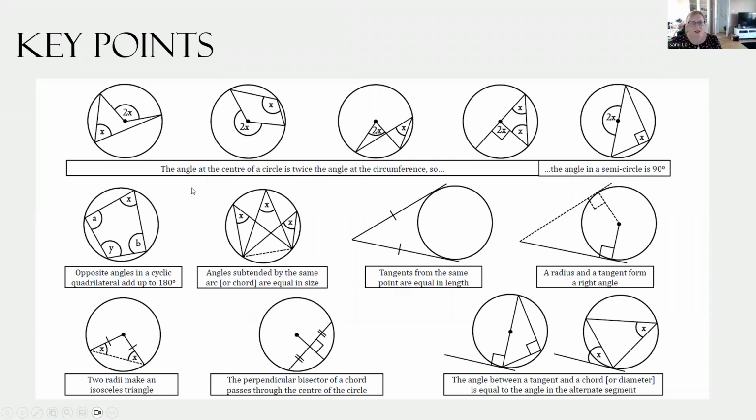The first one actually covers that rule in just a few different views. The normal one that we see is this one here, where we've got 2x at the center of the circle, and then at the circumference it's just x. The same applies here. It's just out of proportion, making it look a little bit different to what you're used to. It would be the same as if it was over here. They like to put it in different places. There's nothing to worry about when you see it like that.